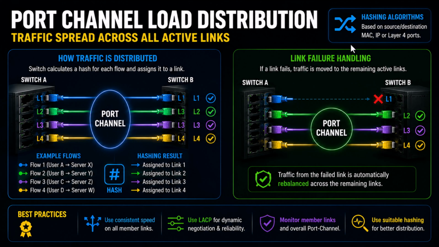One common misunderstanding is that every packet travels across every cable. That's not true. Instead, each traffic flow is assigned to one member link using a hashing algorithm. For example, user A may always use link 1, user B uses link 2, user C uses link 3, user D uses link 4. This keeps packets in order while allowing many users to share the available bandwidth efficiently. If a link fails, the switch recalculates and redistributes traffic over the remaining active links automatically.